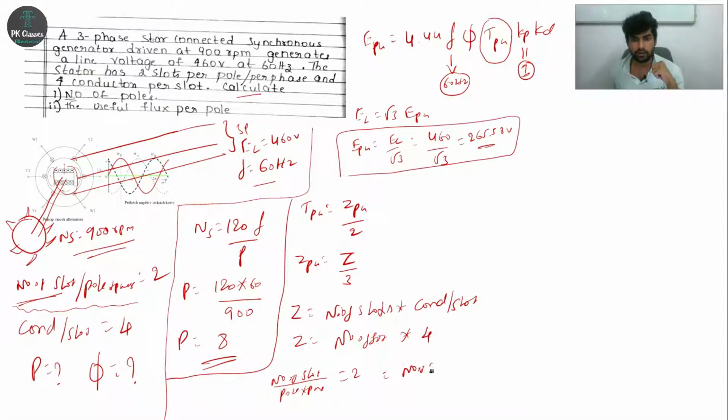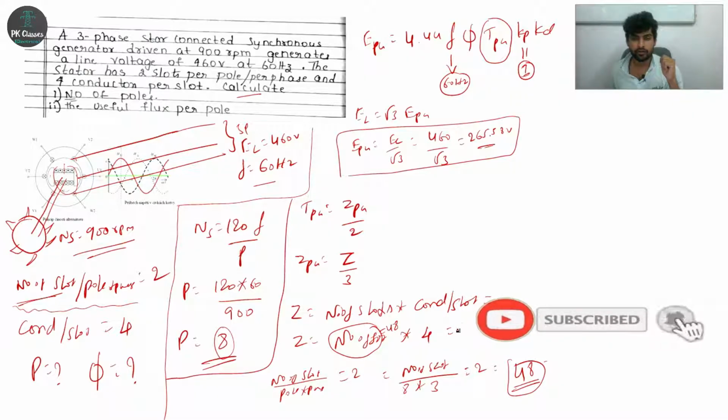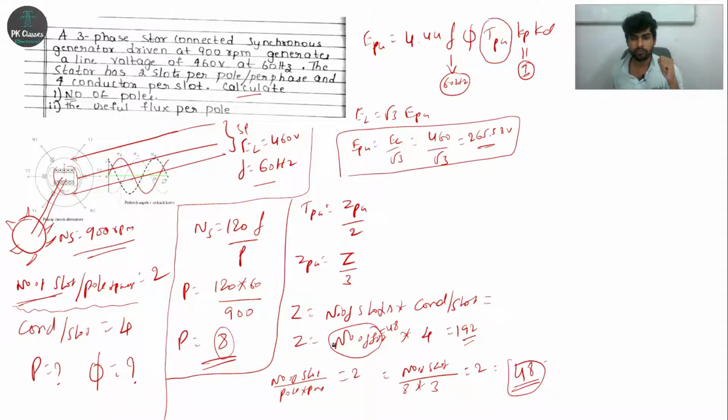So number of slots divided by poles are how much? 8 we got. So 8 into, what about the phases? 3 is equal to 2. So number of slots is equal to 8 into 3, how much? 24. 24 into 2, 48, right? So 48 number of slots. Just I'll substitute over here. Here 48 slots we got. So 48 into 4 will get 192 total number of conductors, right? So Z we got 192.